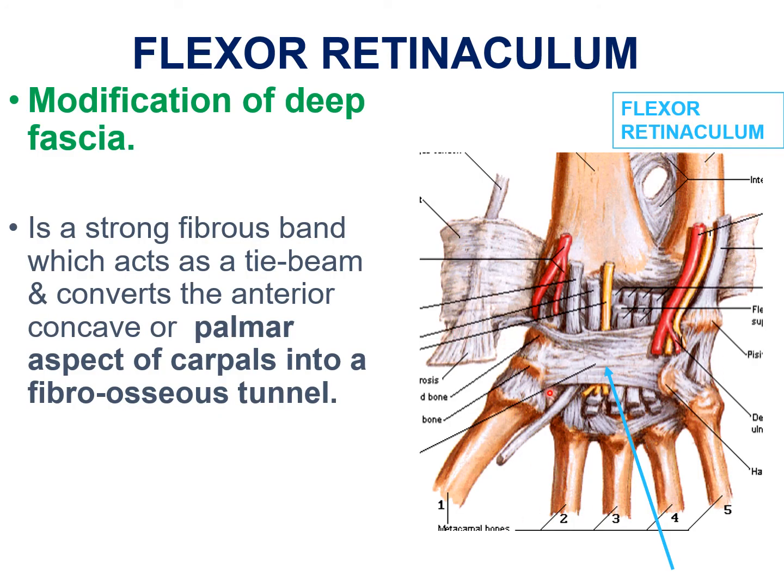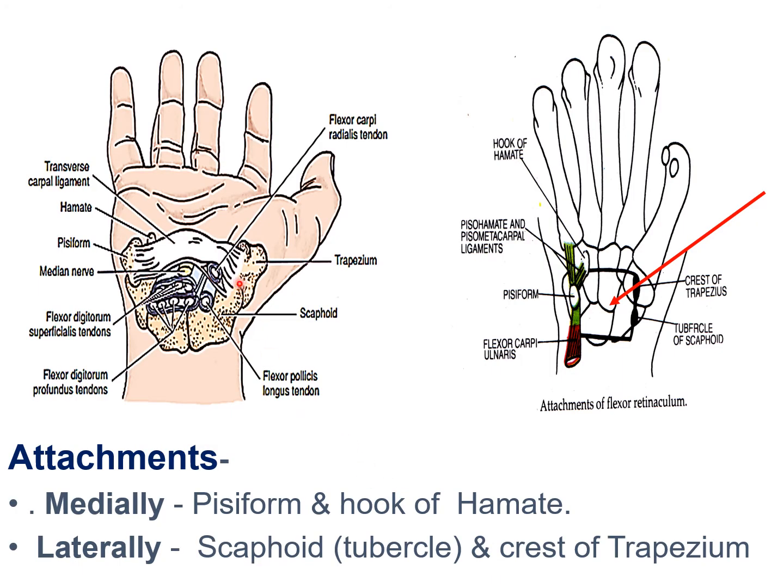Talking about the flexor retinaculum, it is a modification of deep fascia gaining attachment to the carpal bones. It is a strong fibrous band which acts as a tie beam, and it converts the anterior concave or the palmar aspects of carpal into a fibro-osseous tunnel. Thus, the tunnel contains the digital flexor tendons and the median nerve. The attachment of flexor retinaculum is on to the carpal bones.